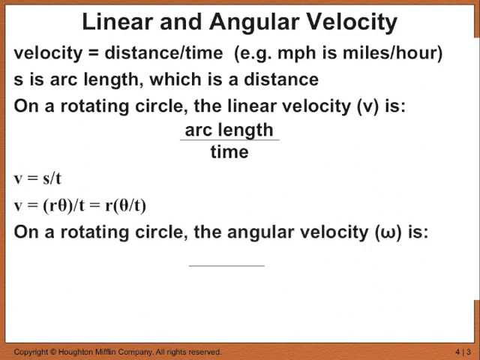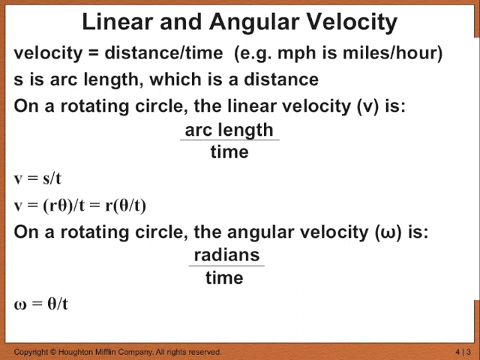On a rotating circle, the angular velocity, omega, it's not w, that's the Greek letter omega, is radians over time. How many radians the rotating circle goes through per unit of time? And omega equals theta over t by definition. Theta for radians, t for time. Omega equals theta over t. That's not a formula, that's just a definition, just as v equals s over t is not a formula, it's just a definition.